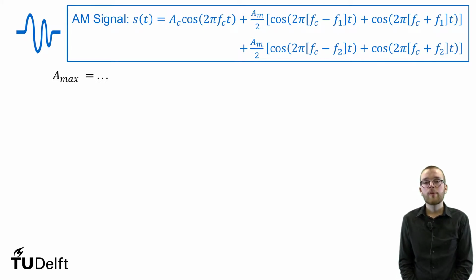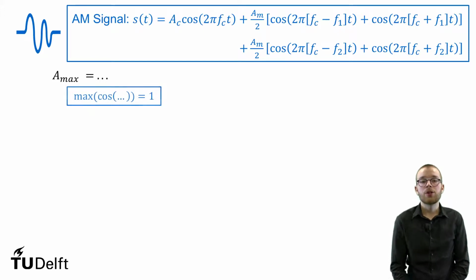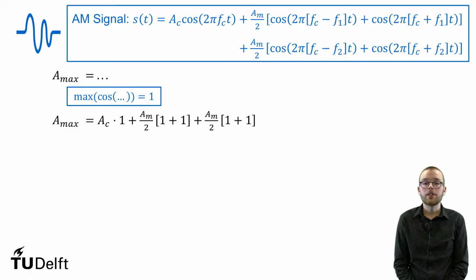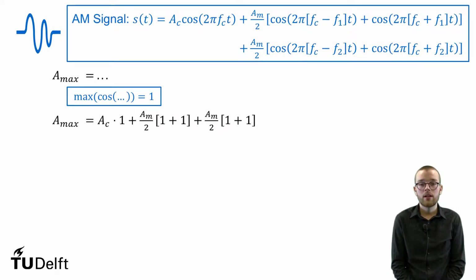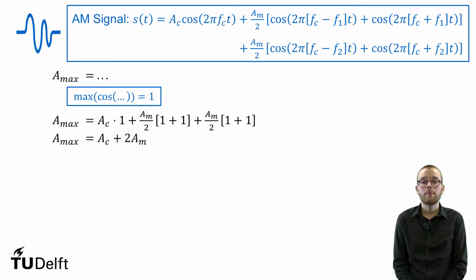We found the maximum amplitude of our AM signal before. Let's do this again to see whether we did the calculations correctly. Again, we will use that the maximum value of a cosine is given by 1. Filling this into our equation gives us the following. Again, we can rearrange some terms, and we should find that the maximum amplitude is given by AC plus 2 AM. This is indeed the maximum amplitude we have found before.